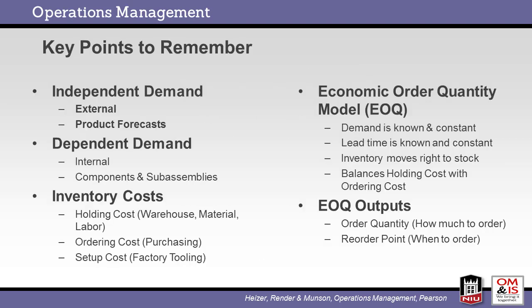Key points to remember. We discussed the tools and methods for managing inventory for an operation. We start by understanding the types of demand, independent and dependent. Independent demand is based upon external needs, for example, customer demand for a product. Dependent demand is an internal requirement for a component or subassembly that is part of the final product. Thus, the component demand is dependent upon the product demand.